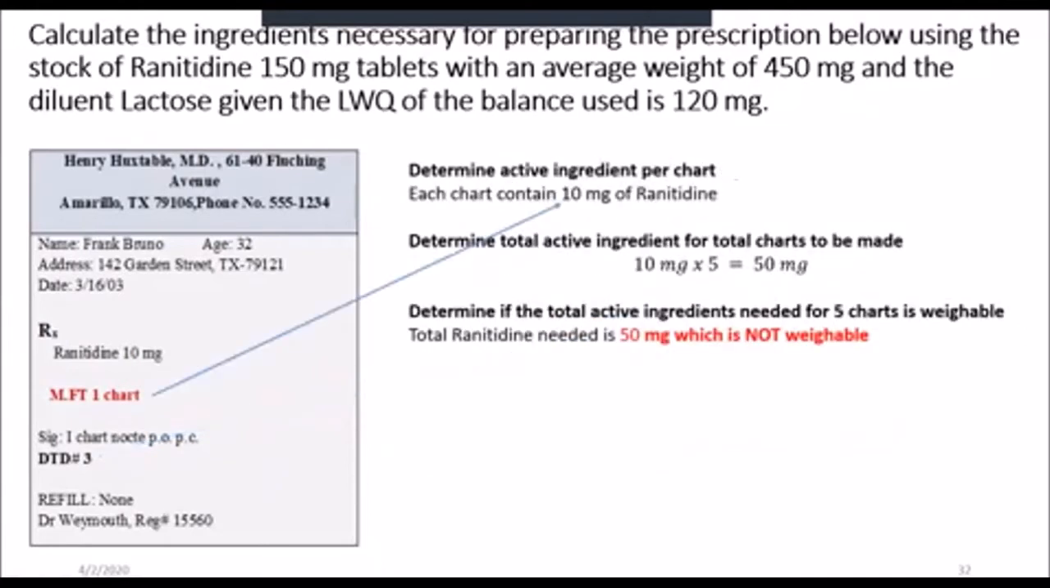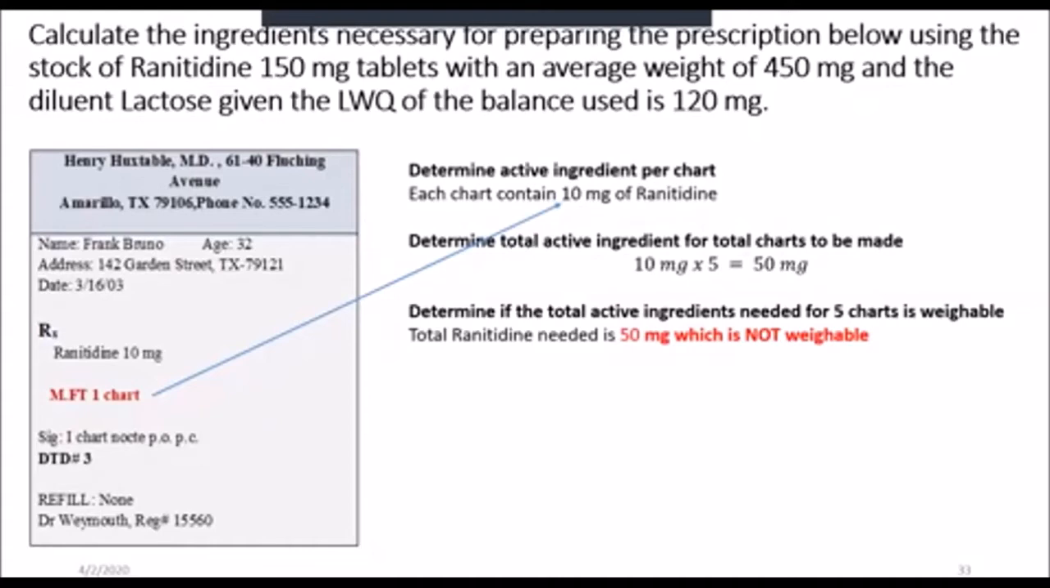We ought to determine the amount of ranitidine that's necessary for a dose, i.e. that should be contained in each chart. Here, MFT 1 chart indicates that 10 milligrams will be in 1 chart. So there's no need to do any calculation here as was seen in the previous example where it was MFT 12 charts. So we go right ahead to state that each chart will contain a dose of 10 milligrams of ranitidine. Total amount of active ingredient then would be the dose times the total number of charts, which works out to be 50 milligrams.